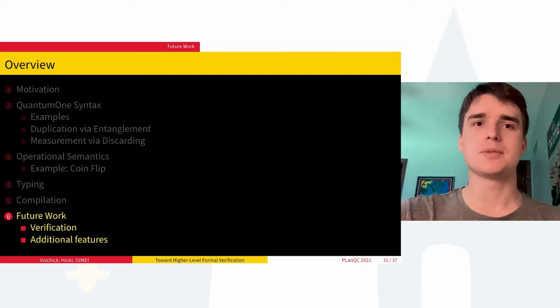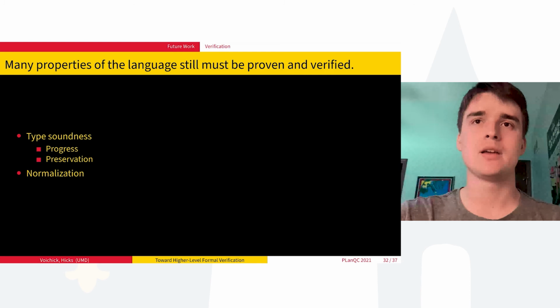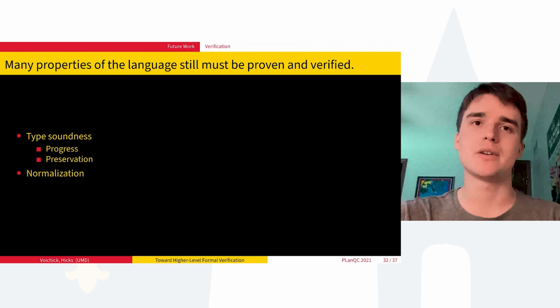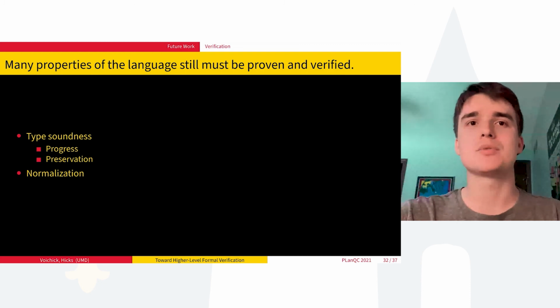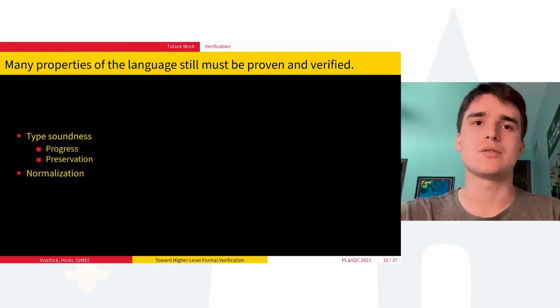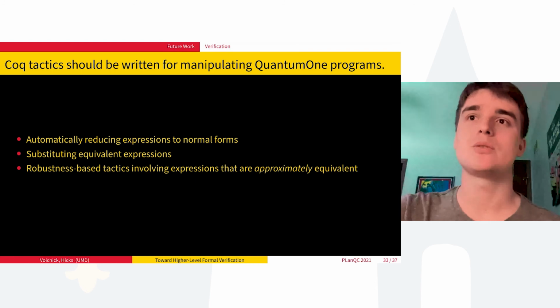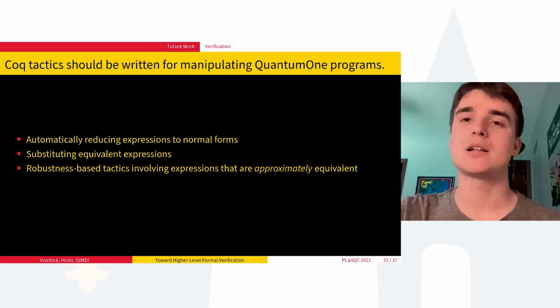We've looked a little bit at compilation, but there's still a lot of work to be done in this area, particularly in verification and some additional features to be added to the language. In terms of verification, there are still a lot of properties of the language that still need to be proven and verified. For example, some standard properties from programming languages like type soundness and normalization. There are also some calc tactics that it would be useful to write for manipulating Quantum 1 programs. For example, automatically reducing expressions, substituting in equivalent expressions, and then we could also look into a notion of approximate expression equivalence and use tactics based on robustness for reasoning about these.